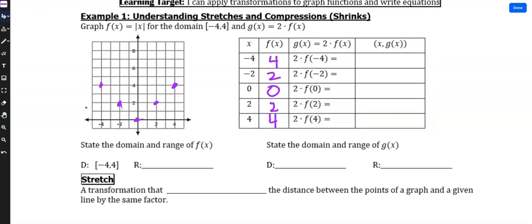So I was not following the directions. And the range goes from 0 to 4, including both ends.